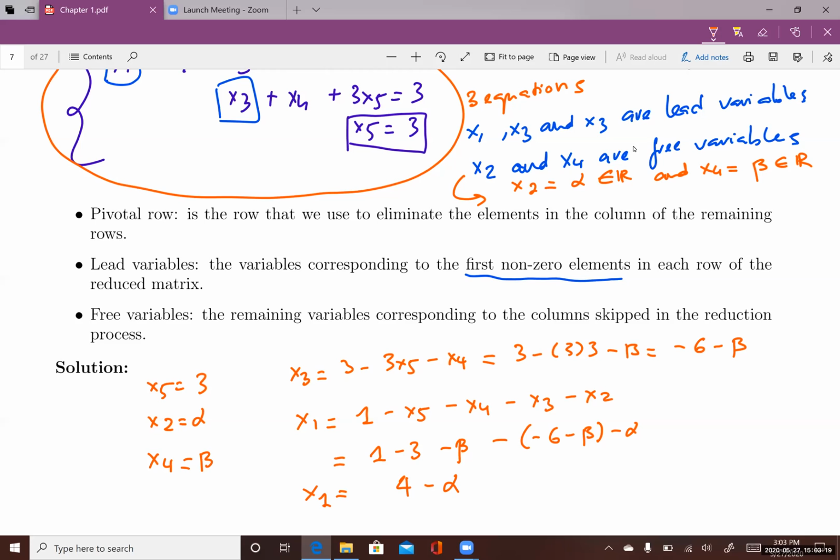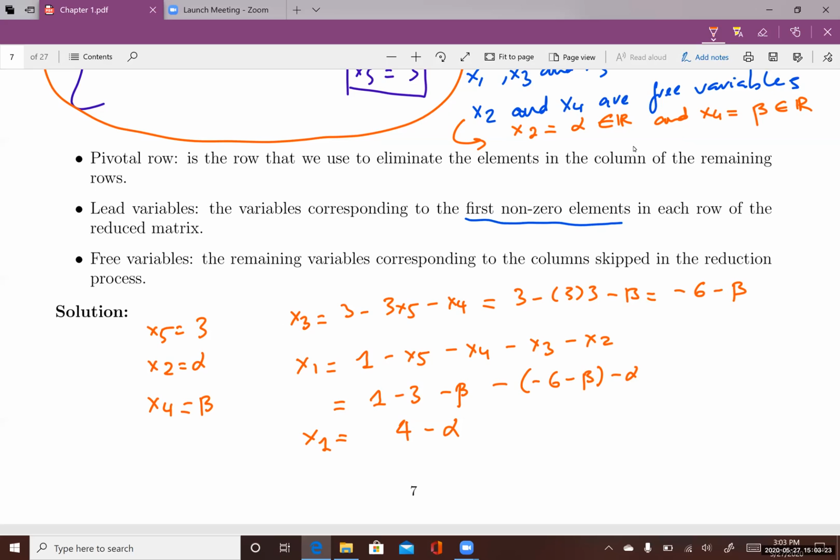All right. So now you have x1, x2, x3, and x4. The solution of a system of linear equations will be an n-tuple, right? x1 is 4 minus alpha. x2 is alpha. x3 is negative 6 minus beta. x4 is beta. And x5 is 3, where alpha and beta are real numbers.